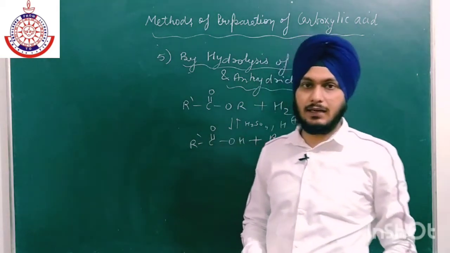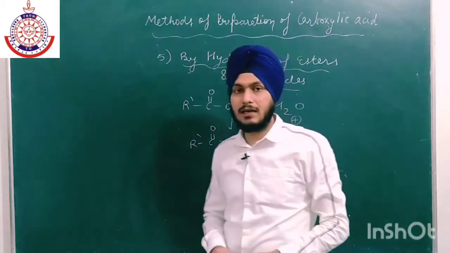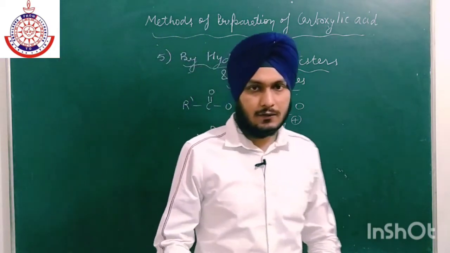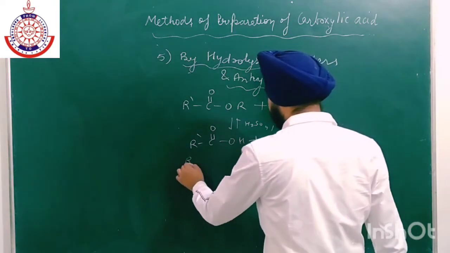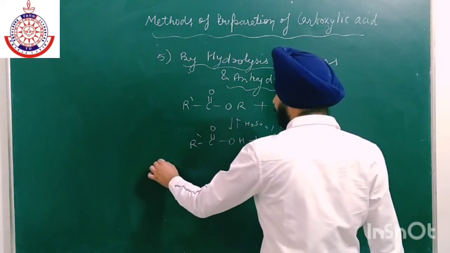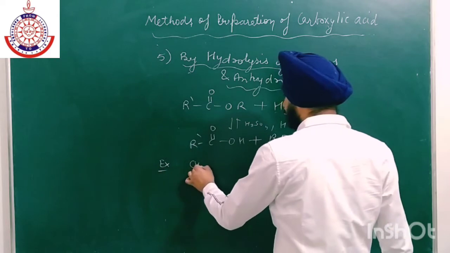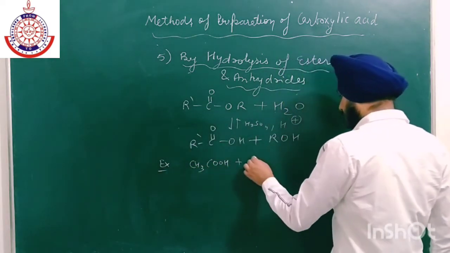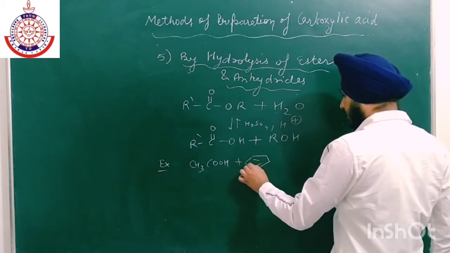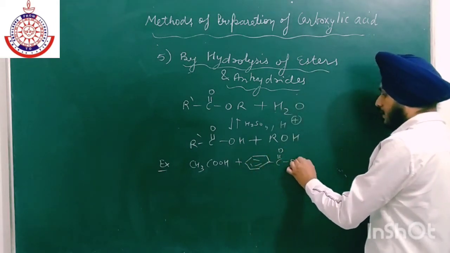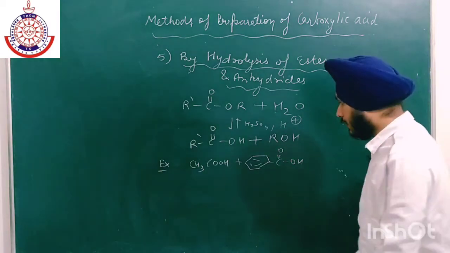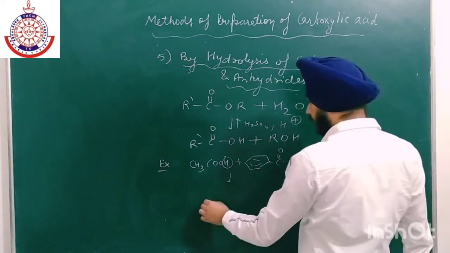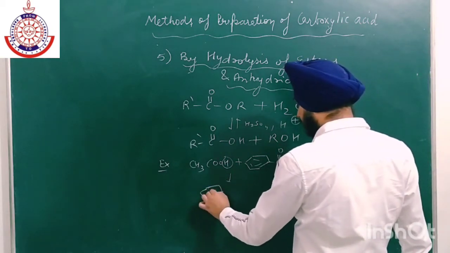Now how can we prepare carboxylic acid from anhydrides? Actually anhydrides are formed by the fusion of two carboxylic acid groups. For example, if we have this group, I'm taking any simple example, for example this and this, I'm taking an aromatic one. Now what will happen here: hydrogen from this and OH from this will leave and we will get this product. This is the formation of anhydride.